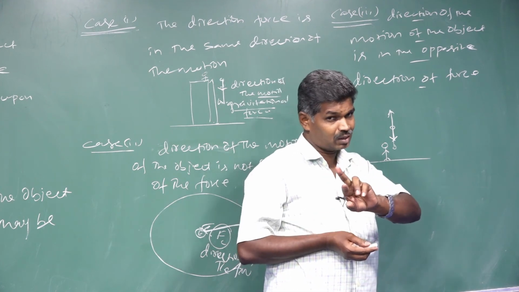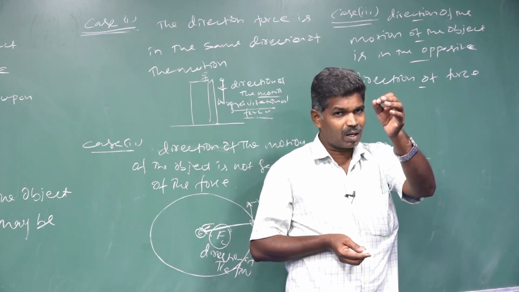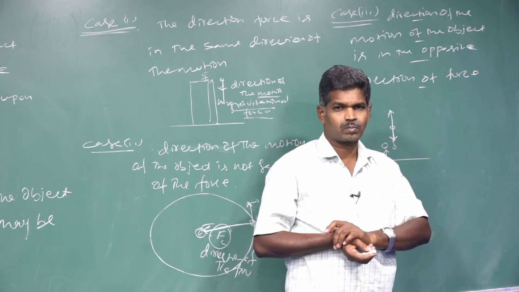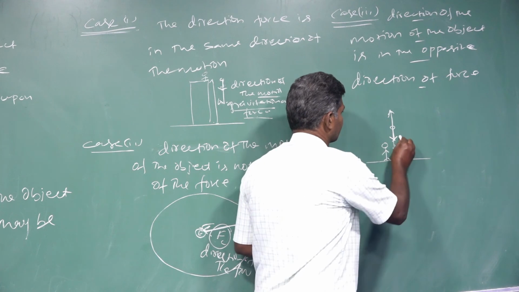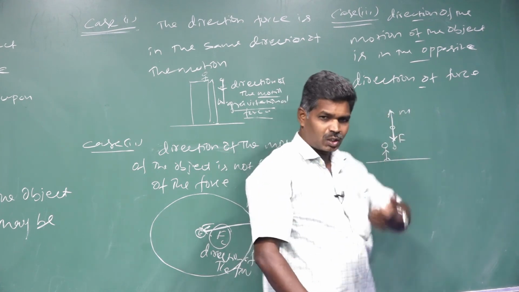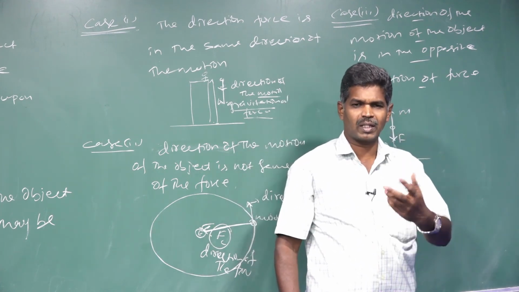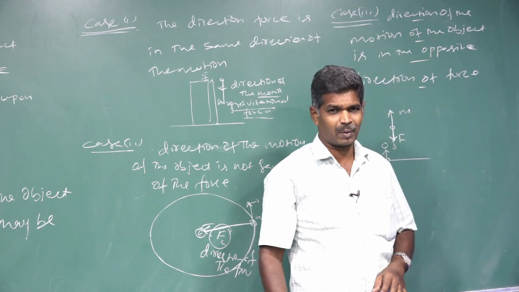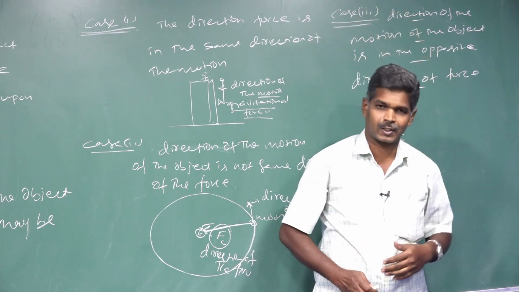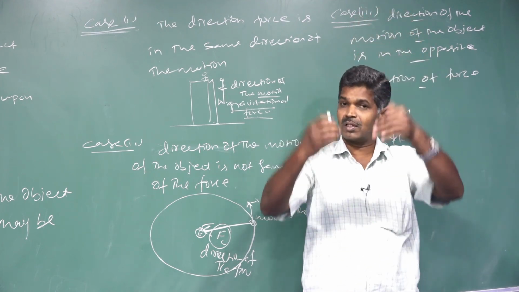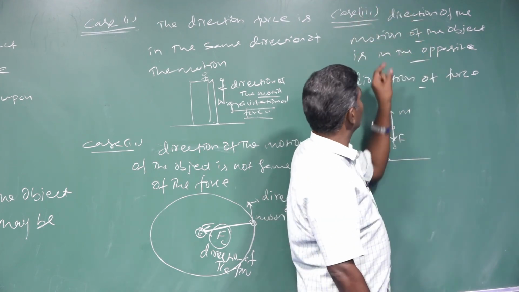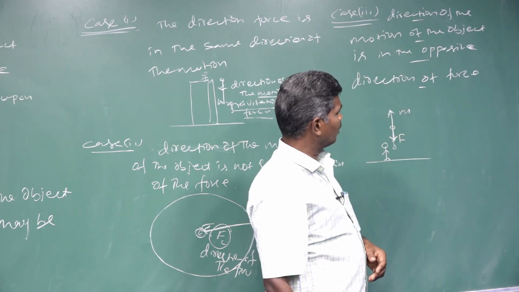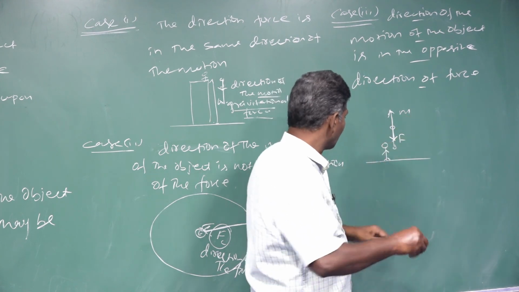If the force acts in the same direction, the particle makes a positive acceleration. The rate of change of velocity is positive. If a force is acting opposite to the direction of the motion, automatically we can say the object makes a retardation. Negative acceleration happens. Up to a certain height the object reaches. After that, it comes down because of the gravitational force. So this is the example for the direction of the motion of the object being opposite to the direction of the force.